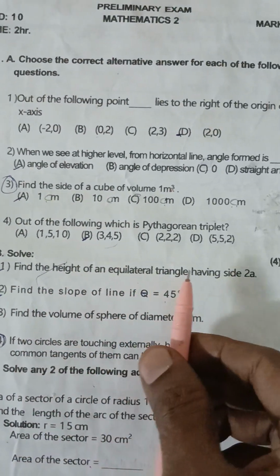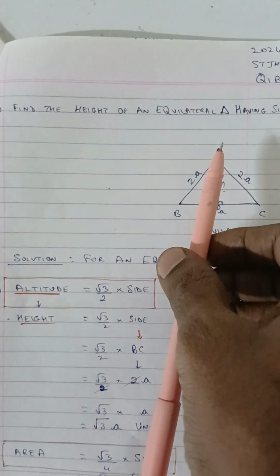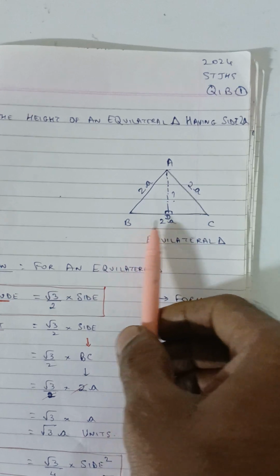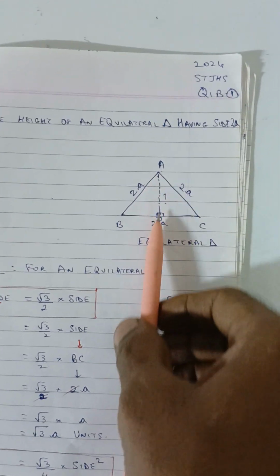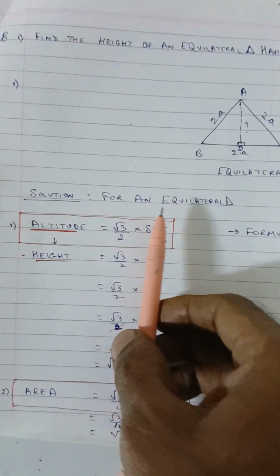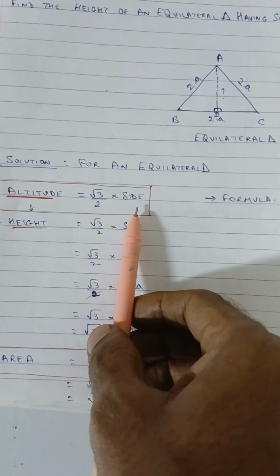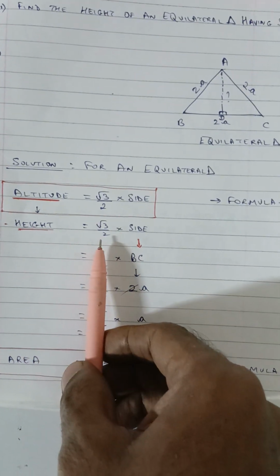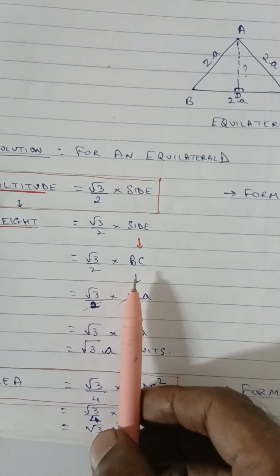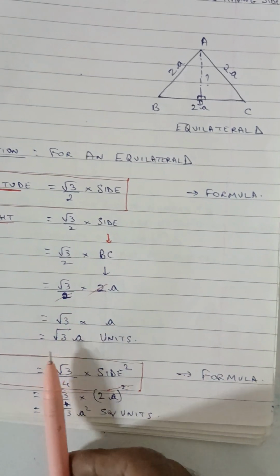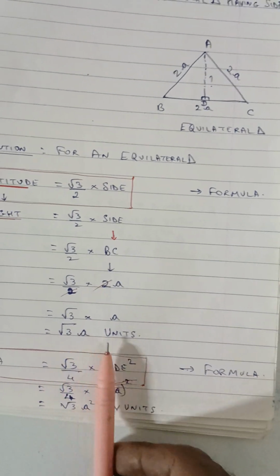Find the height of an equilateral triangle having side 2a. Here we have a figure, equilateral triangle ABC. Side AB is 2a, BC is 2a and CA is 2a. The altitude AD we have to find as the height. Solution: for an equilateral triangle, altitude is √3 upon 2 into side. That is the formula. Altitude is known as height. Height is equal to √3 upon 2 into side, √3 upon 2 into BC, √3 upon 2 into 2a. 2 gets struck off. √3 into a, that is √3a units.